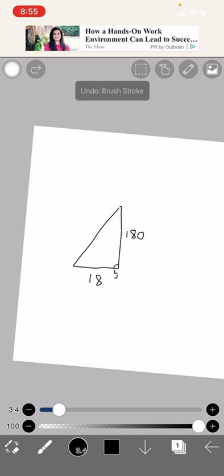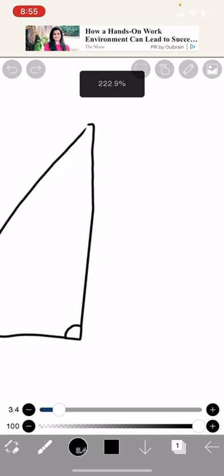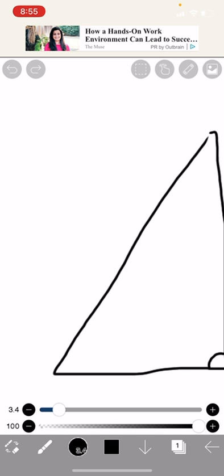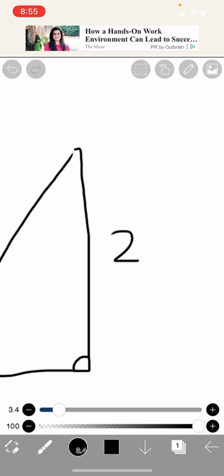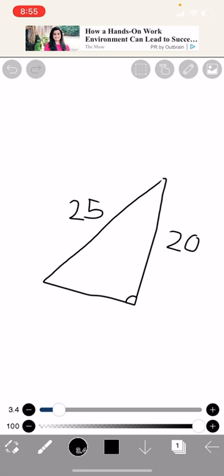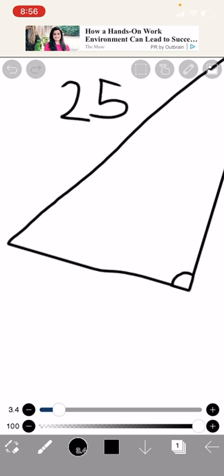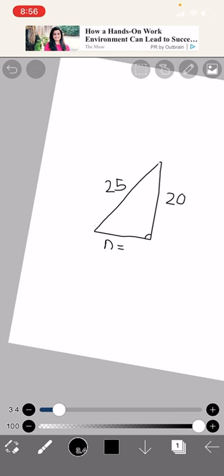So let's do something different. Let's say we had to find the missing number here. So let's just write this down as 25, and this is like 20. What would this be down here? N stands for number, a missing number.